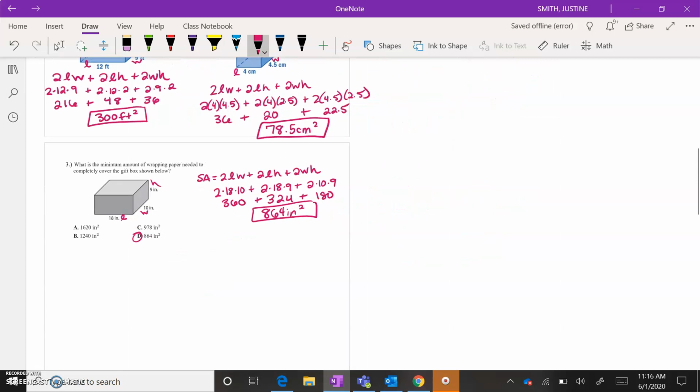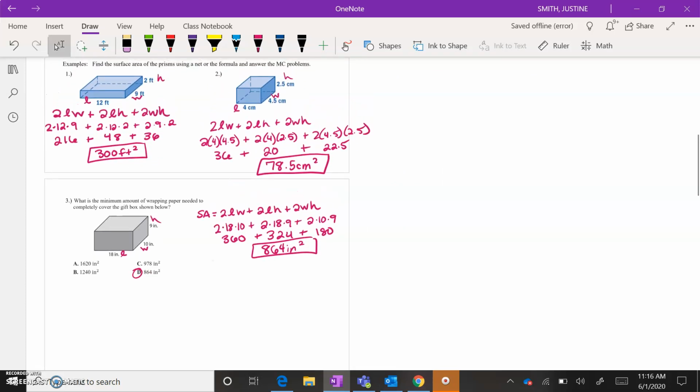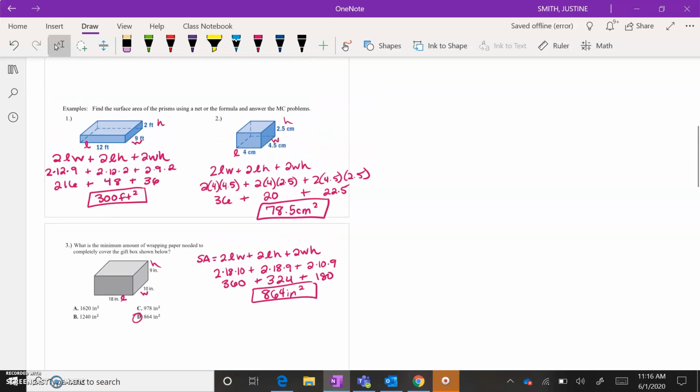Okay, so basically for surface area, you just need to make sure you know that formula and that you can plug it in correctly. So again, the two big things are writing out the formula and labeling on your diagram what you're going to be plugging in.